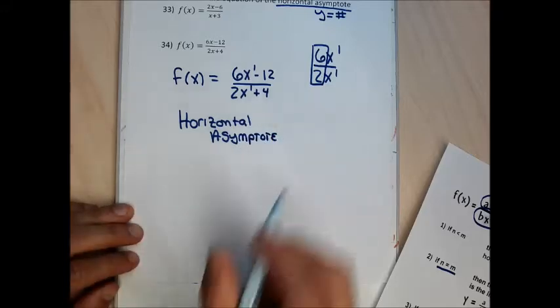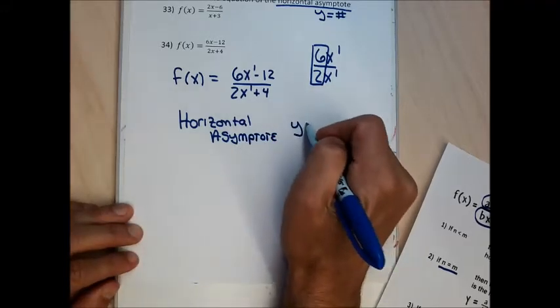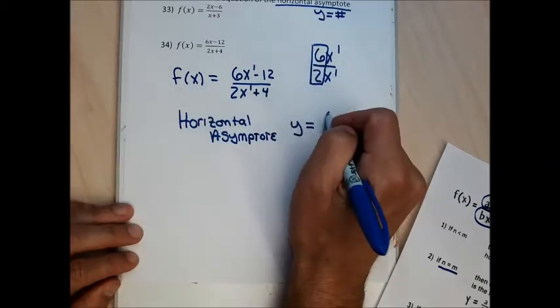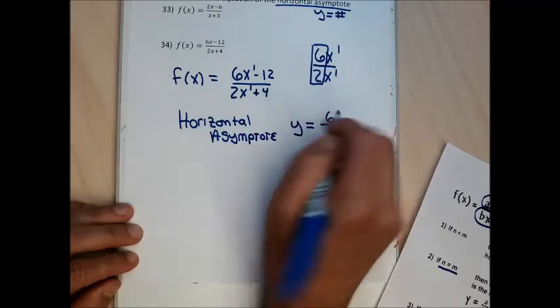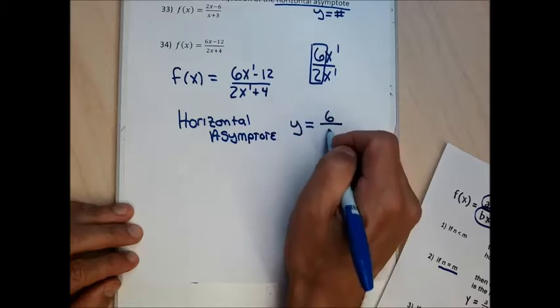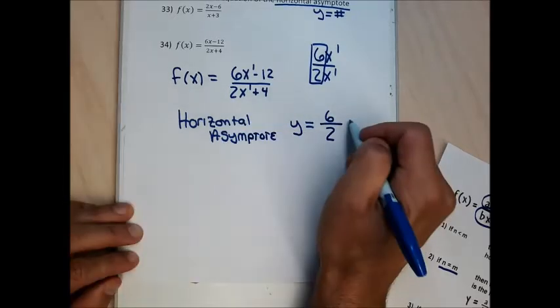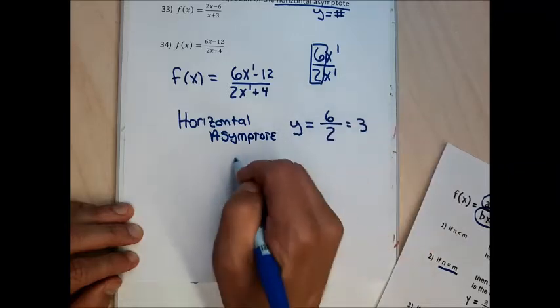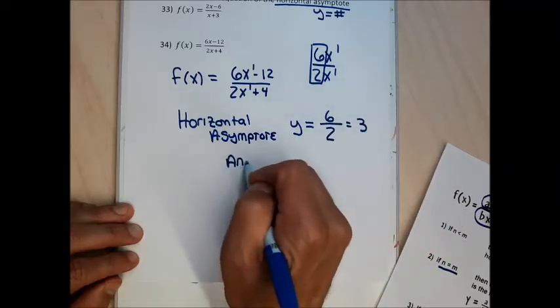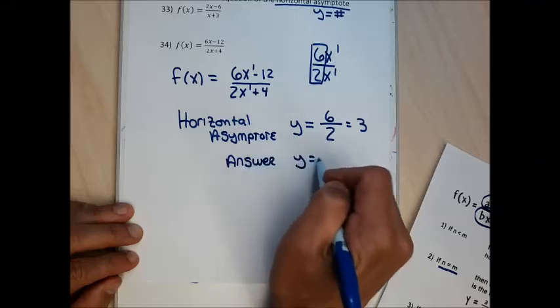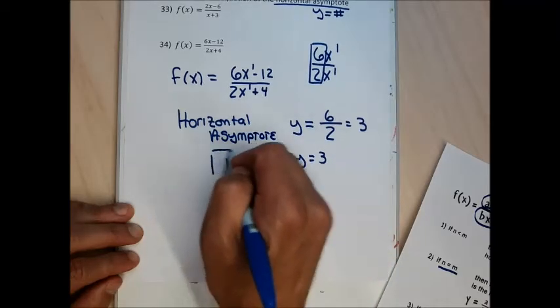can be gotten by writing y equals, and I'm going to make a fraction. The coefficient of the x term with the highest exponent from the numerator goes in the numerator, and the coefficient of the x term with the highest exponent from the denominator goes in the denominator. That's going to give me y equal to 6 over 2, which reduces to y equal to 3. The answer to problem 34 is going to be y equal to 3, and let me show you graphically what happens for that.